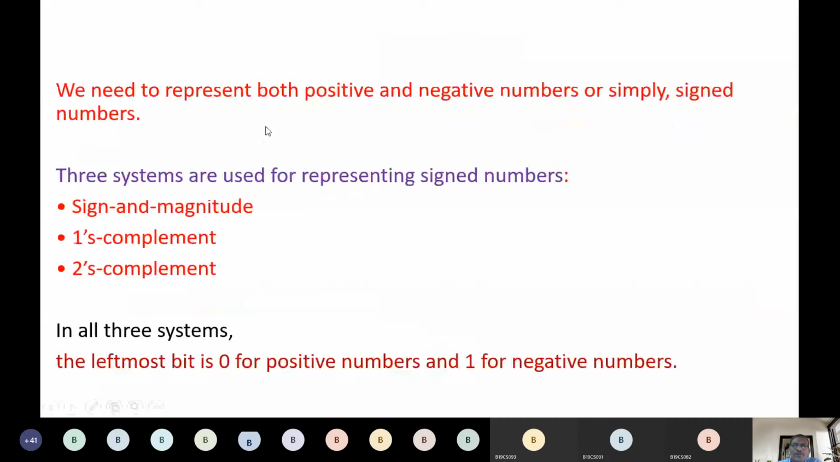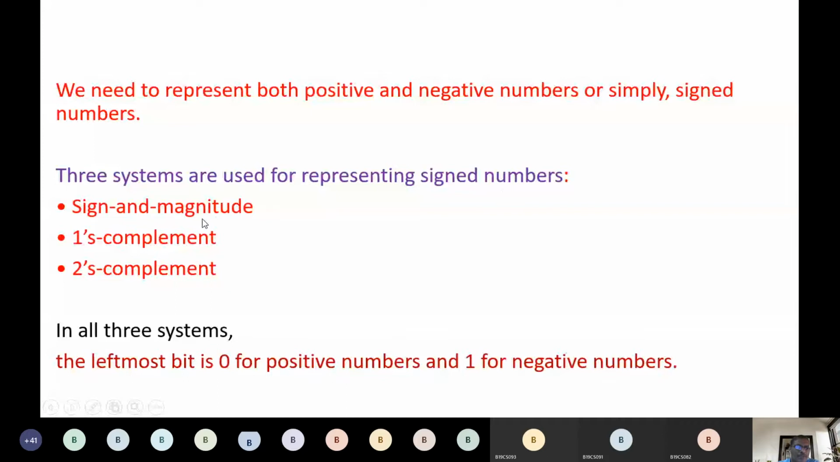So we need to represent positive and negative numbers. The main question is the negative numbers. Positive we already know, we have seen. To represent these positive and negative numbers, which we generally call signed numbers, numbers with sign, there are three systems of representation.